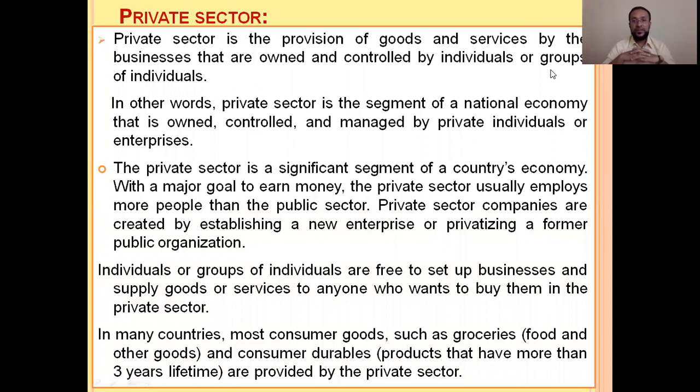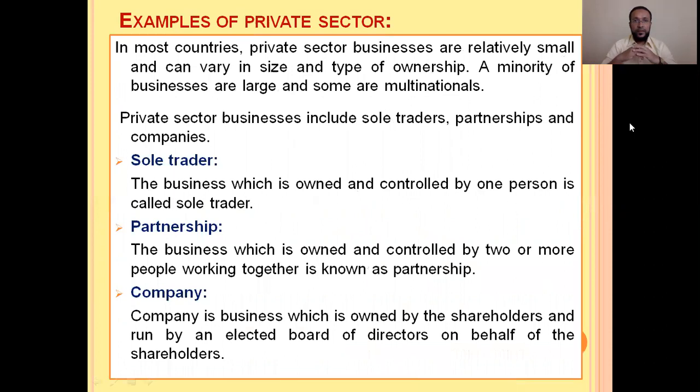In many countries, most consumer goods such as groceries, for example, food and other household items, and consumer durables. Consumer durables are those goods which have at least 3 years of lifetime from the date of purchase or production, are sold or provided by the private sector organizations in the economy. Now let me show you some examples of private sector organizations.